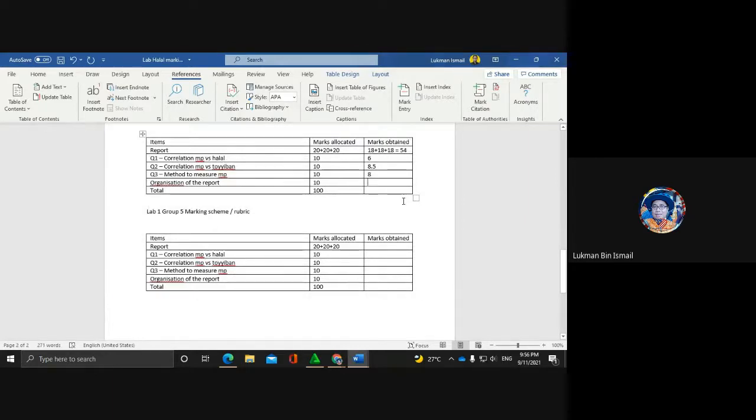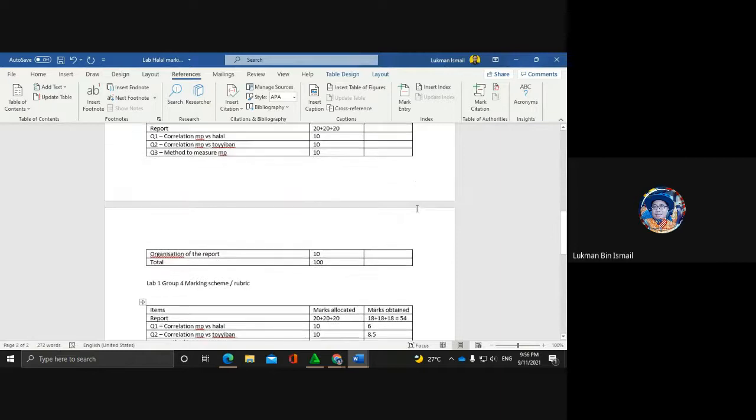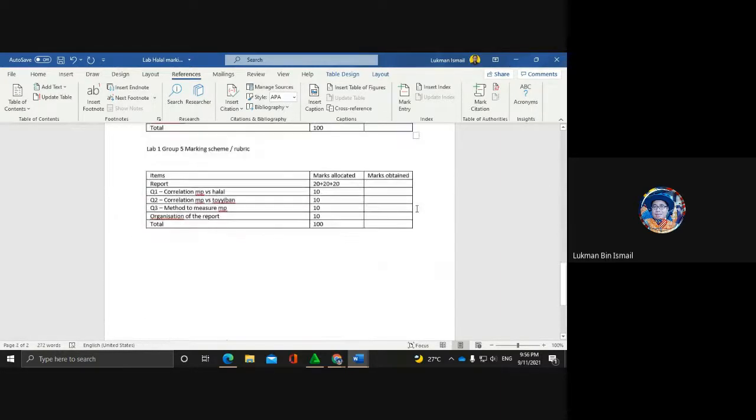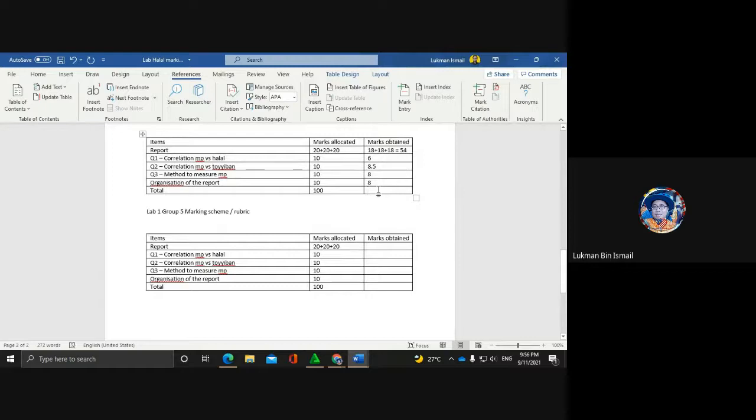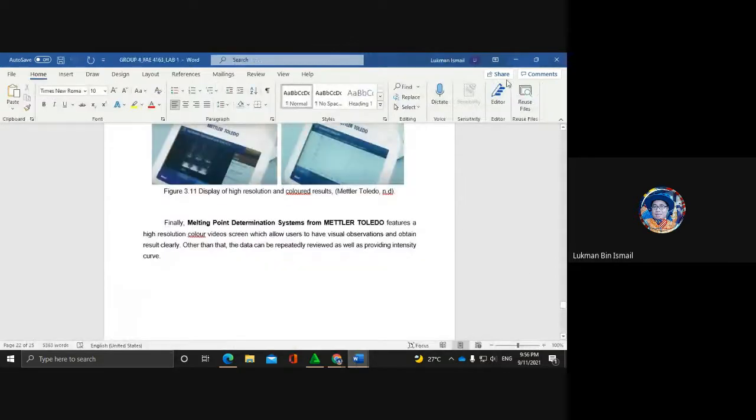Organization of report, not too bad actually. I give you 8. Okay, so total dia berapa? 54 plus 6 plus 8.5 plus 8 plus 8, 84.5. 84.5. Nanti kita adjust lah. Mungkin boleh naik jadi 85 ke. Just look at the report by other group dulu.